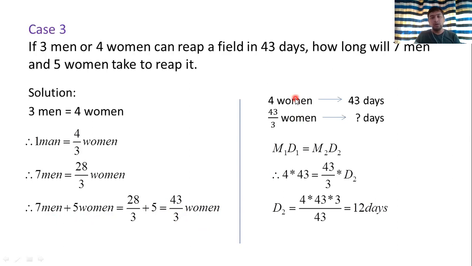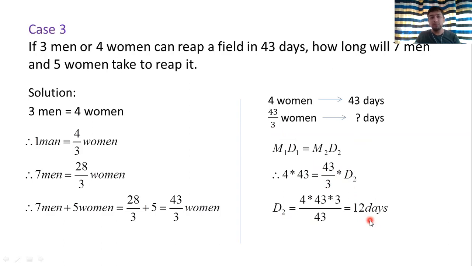Okay, now what is given? 3 men or 4 women. So can we consider 4 women completing the task in 43 days? So 43 by 3 women will require how many days? Again, M1 D1 is equal to M2 D2. M1 is 4 into D1 is 43, which is equal to M2, 43 by 3, into D2 we have to calculate. So D2 is equal to what? 12 days.